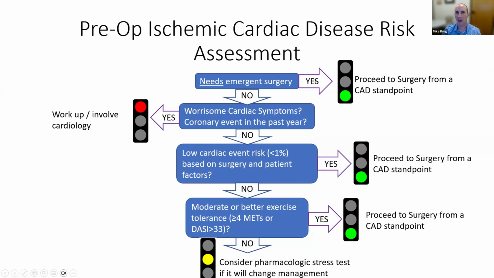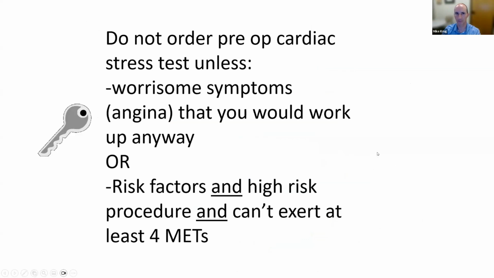So for our patient, it's not an emergency, it's an elective knee. Does she have worrisome cardiac symptoms? No, you asked, she doesn't. Has she had a coronary event in the last year? Nope, it was in 2007 she had that. Does she have low cardiac event risk? I'll just tell you no. Her scoring system will give her higher than 1%. Does she have moderate or better exercise tolerance? Yeah, she can go up the stairs, she can rake, she can mop. She's more than 4 METs. Her DASI is going to be close to that, so she's going to proceed.